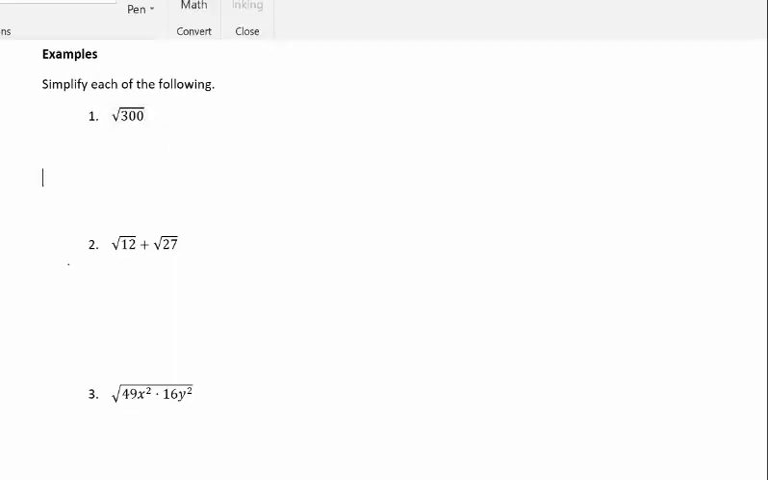Okay, let's take a look at some examples of simplifying radicals. The first one is the square root of 300. And 300 is not a perfect square, so we want to determine if there are any perfect square factors. So we can do a little bit of work on the side.